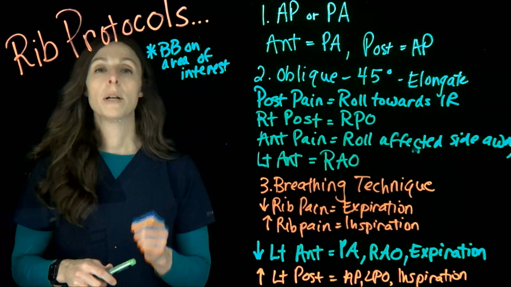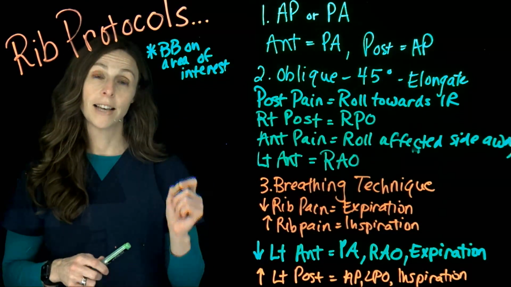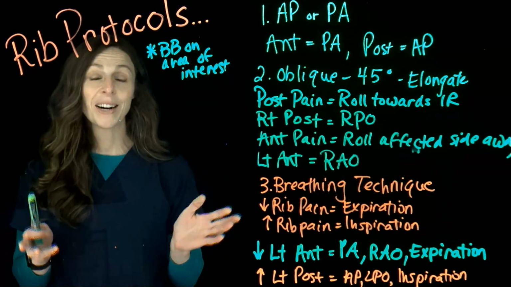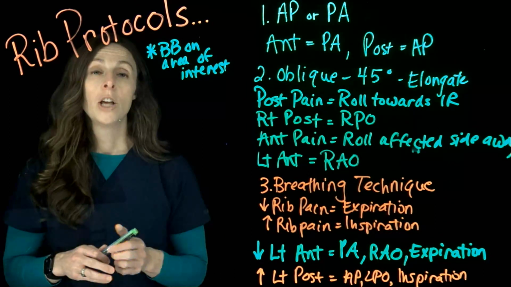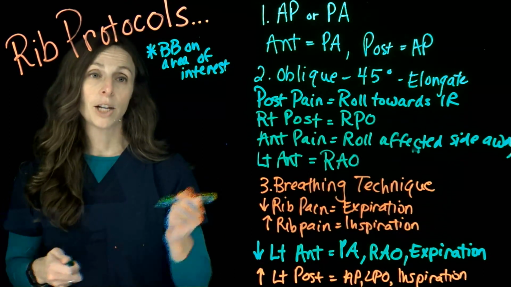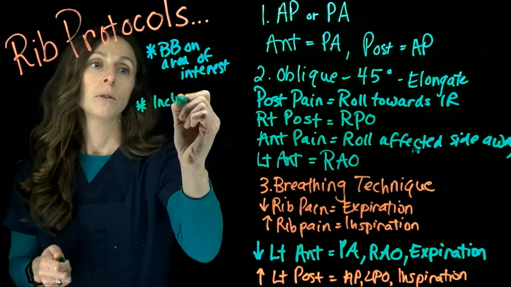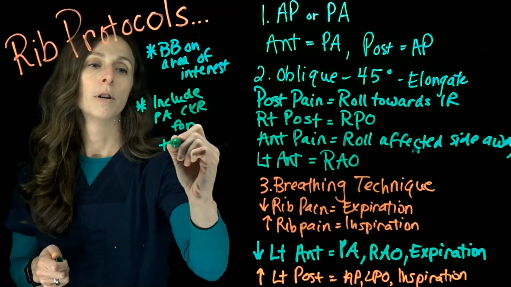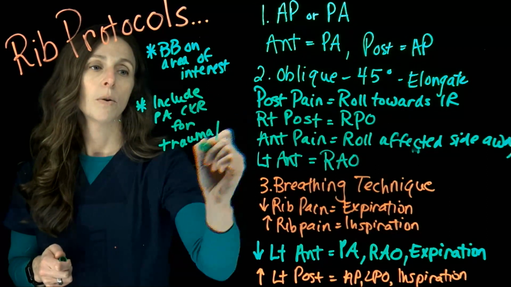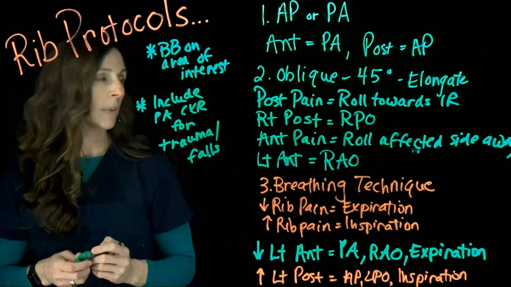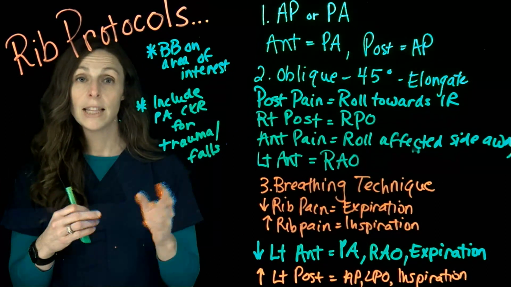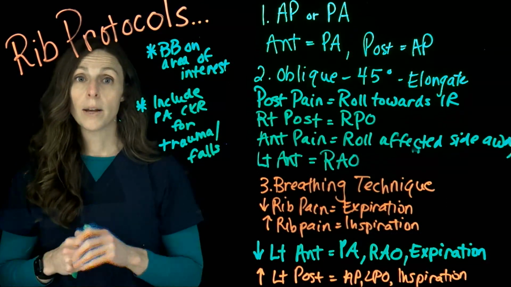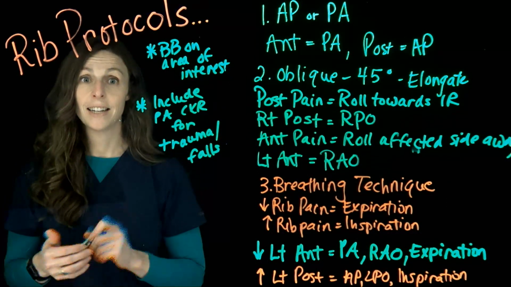And the last thing I want to mention is if your patient is having rib imaging as a result of trauma, which most ribs are as a result of a trauma or a fall, you always want to include a PA chest. So include PA chest x-ray for trauma or falls. That is so that the radiologist can look for anything like a pneumothorax or a hemothorax. So always include a one-view chest when the patient has had an injury.